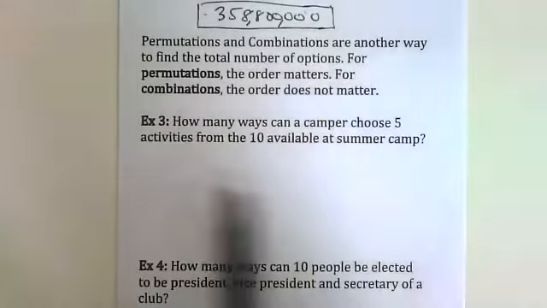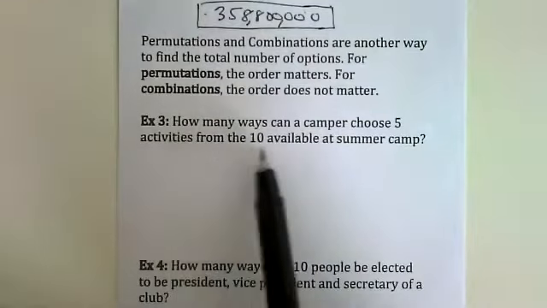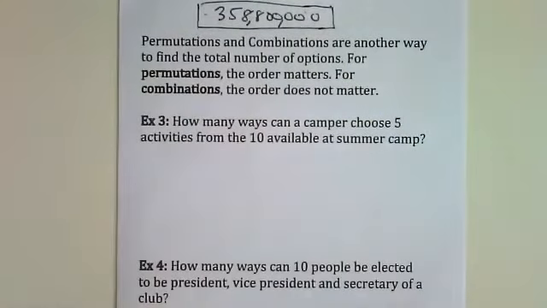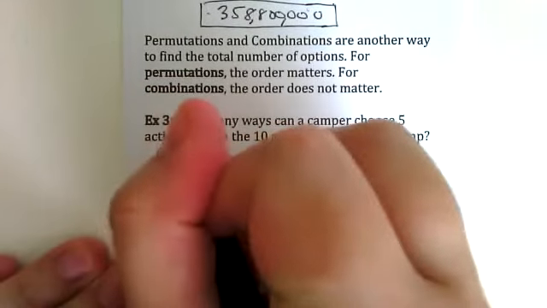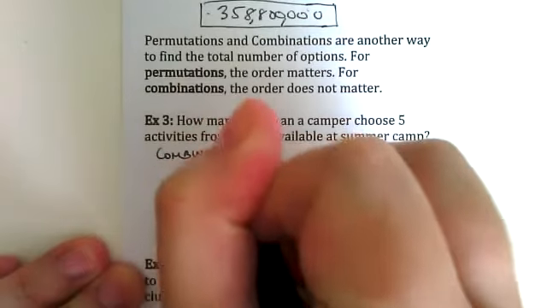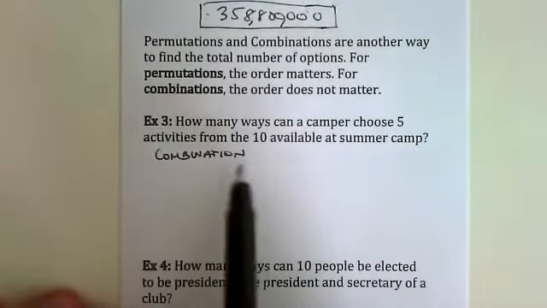So for example 3, how many ways can a camper choose 5 activities from the 10 available at summer camp? So it's not saying what order she's going in, she's just picking, like, I want to do arts and crafts, I want to go kayaking. So she's picking 5 from the 10. So the order does not matter here. So this is going to be a combination, because the order doesn't matter. It's not like she's picking out a schedule. She's just saying, I want to do these things. Okay, so this is a combination here.